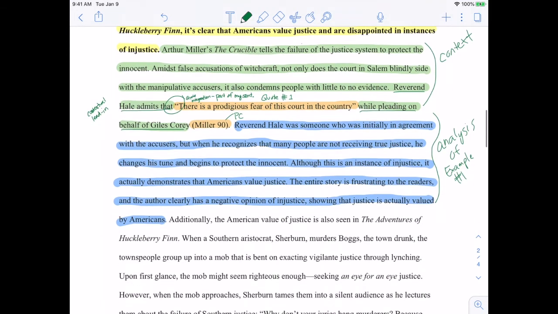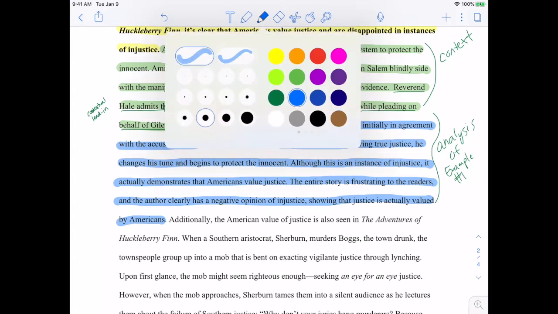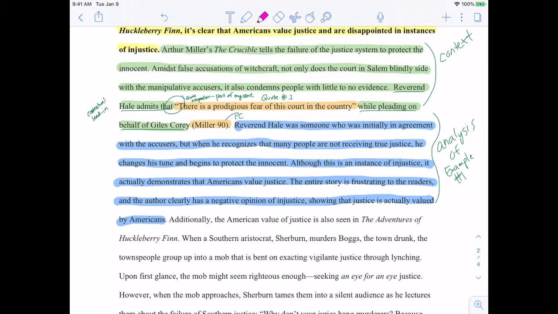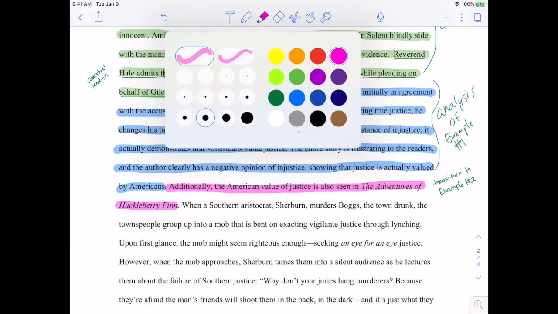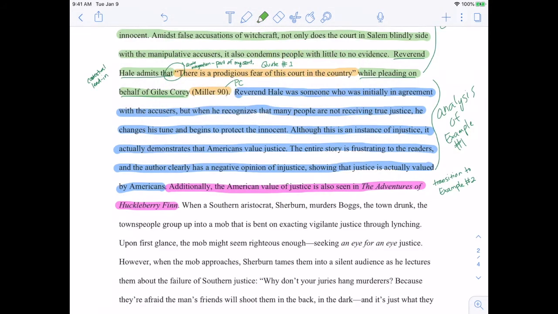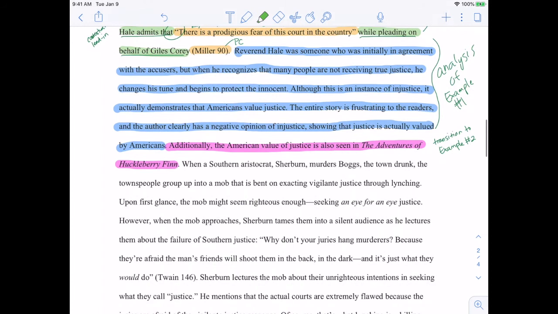The next sentence I'm going to highlight in pink. It says, additionally, the American value of justice is also seen in the adventures of Huckleberry Finn. That is now my transition to example number 2. I'm going to get back to my green highlighter here though, because before you actually get to your example number 2, you have to give context. So let's look at it.